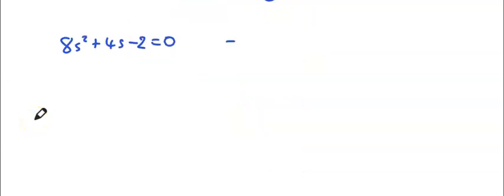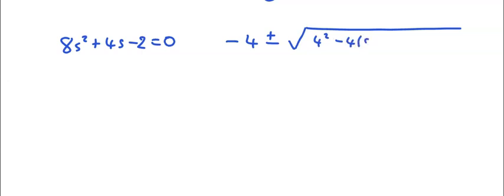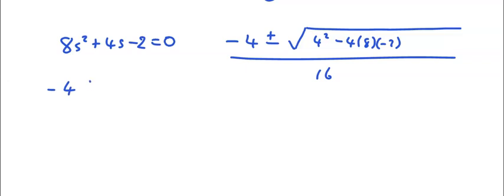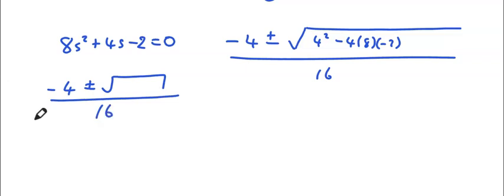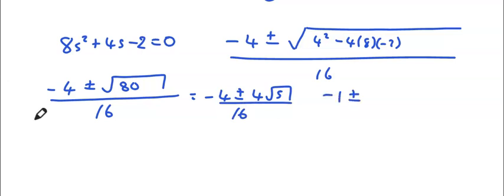And so we use the quadratic formula: minus 4 plus or minus the square root of 4 squared minus 4 times 8 times minus 2, all over 16, which is minus 4 plus or minus the square root of 16 plus 64, that is 80, which is minus 4 plus or minus 4 root 5 over 16, which cancels down to minus 1 plus or minus root 5 over 4.